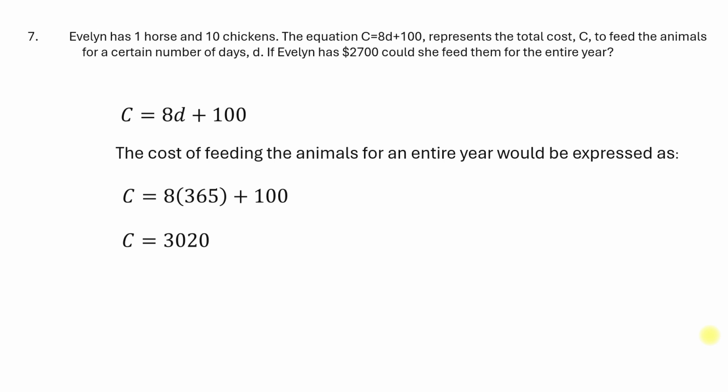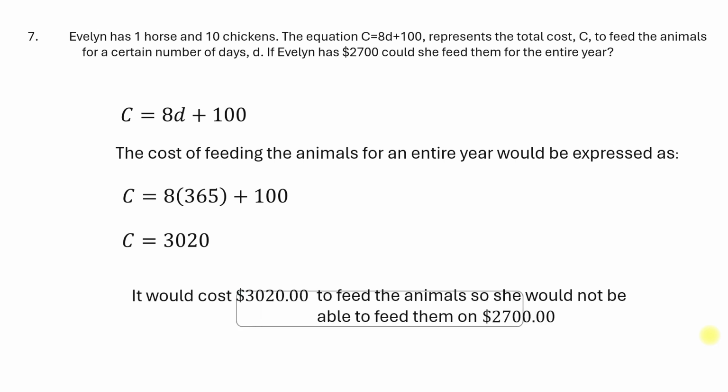3,020. Now the question asked, if she had $2,700, could she feed them for the entire year? Well, the entire year costs $3,020. So the answer to that question would be no, she would not have enough money.